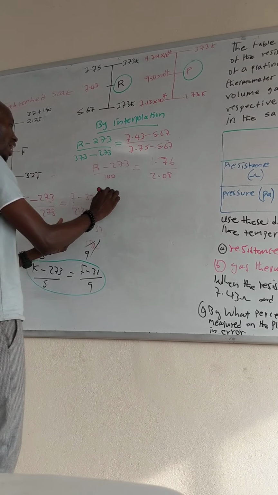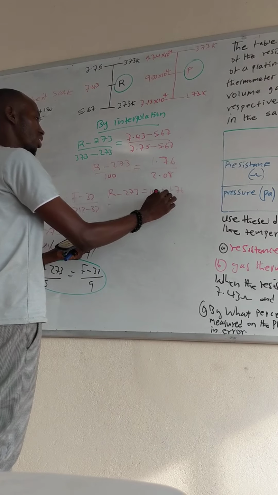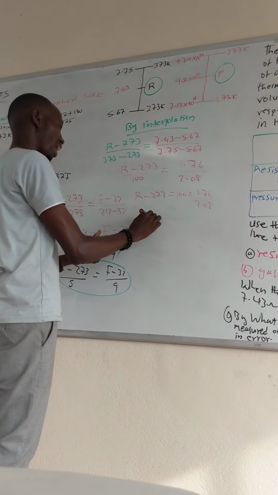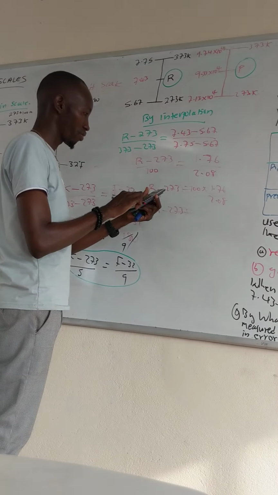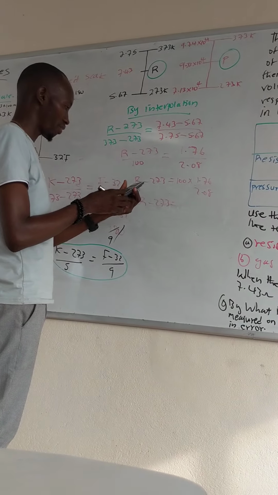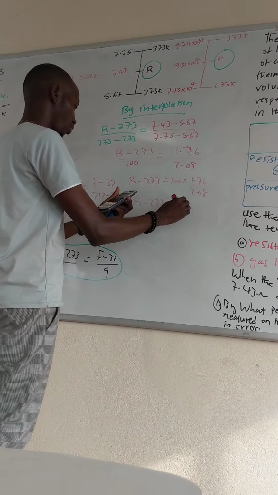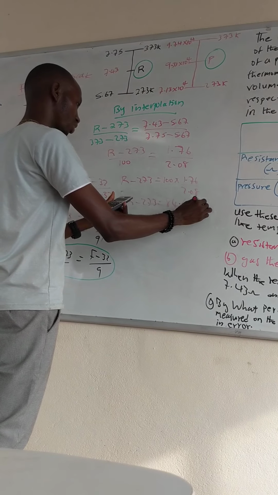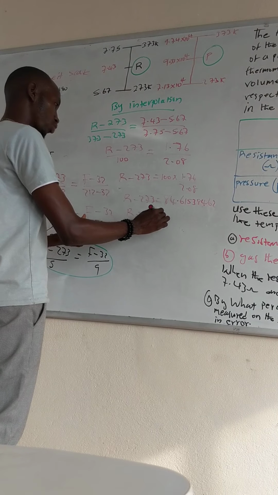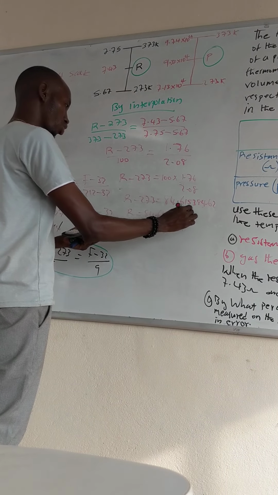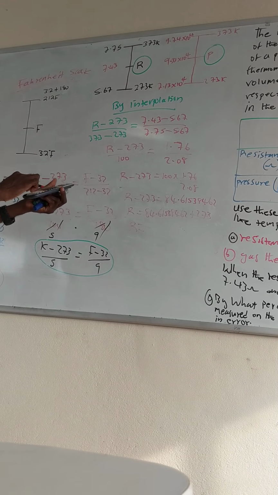We cross multiply. R minus 273 equals to 100 times 1.76 divided by 2.08. So R minus 273 equals to 1.76 divided by 2.08, times 100. We have something like 84.61538462. If we transpose, 84.61538462 plus 273. So this resistance thermometer will be plus 273.